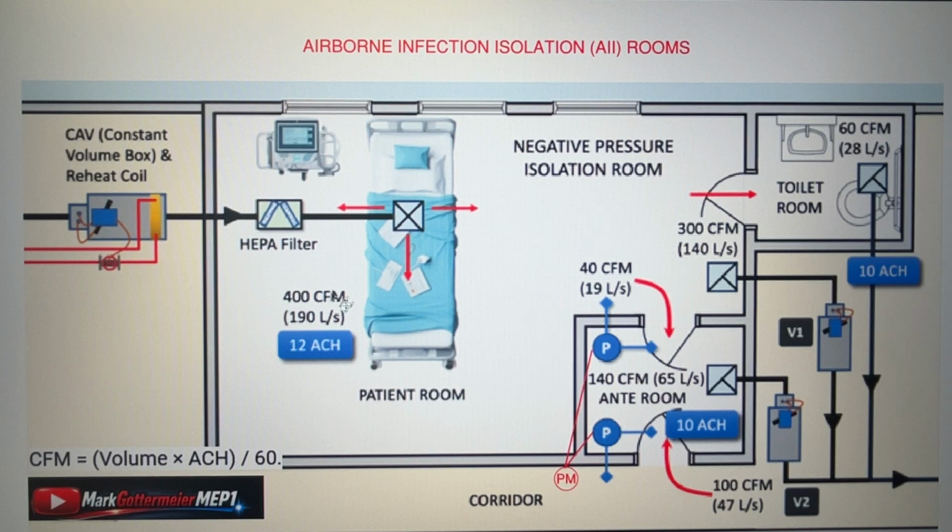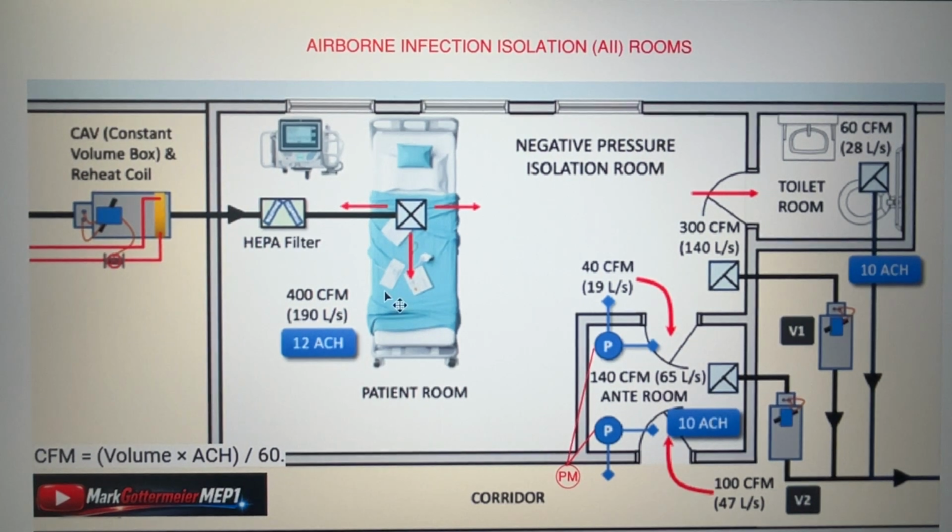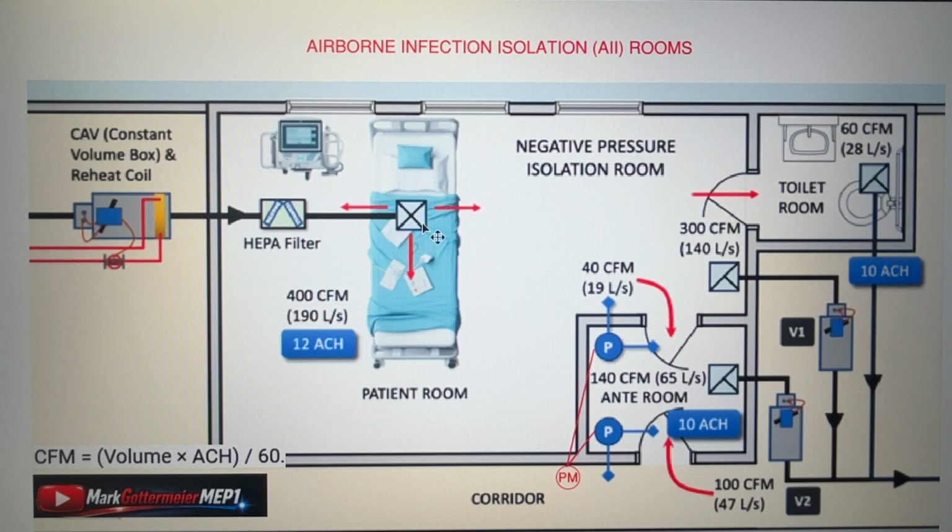So over here we have 400 CFM. We've got a constant fresh air supply here that's getting climate controlled by the coil within the constant volume box. It goes across a set of filters that filters the air. An important factor of that supply diffuser is that it's above the patient, so that air is passing over the patient first. So we have 400 CFM.